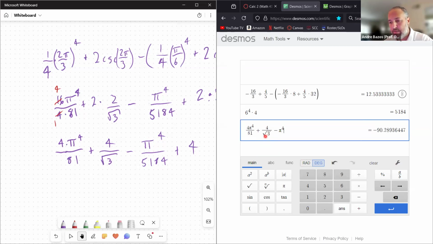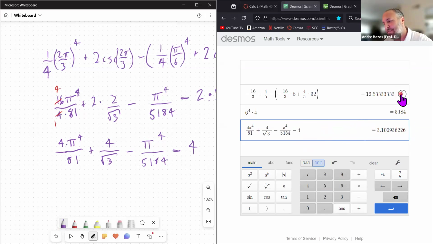So pi to the 4th, I did not distribute this negative over either, so that was a problem. This should be negative, and so should this. Or I can put it in parentheses to make sure I got it right. So pi to the 4th divided by 5,184, which is right above, and minus 4. There we go. That's what that is.